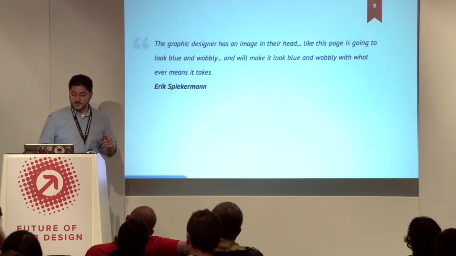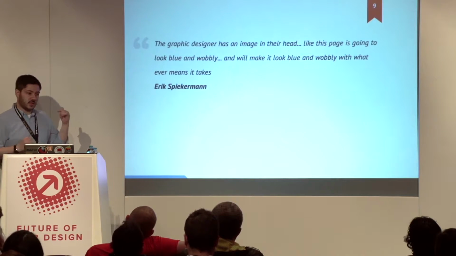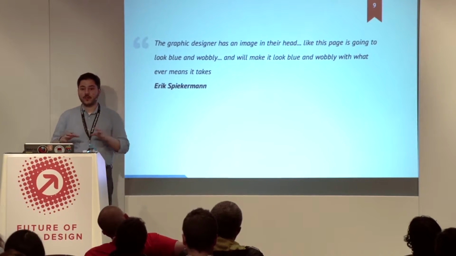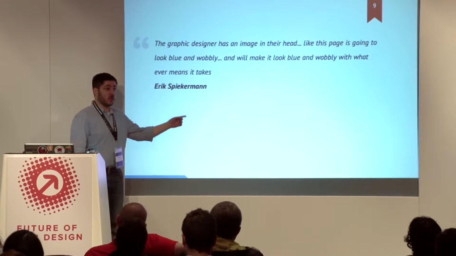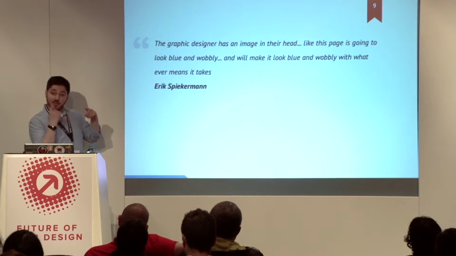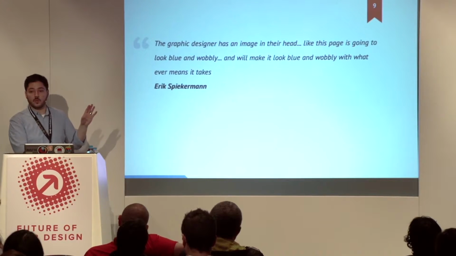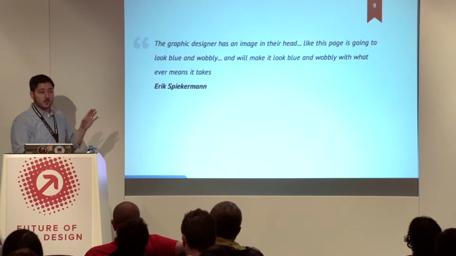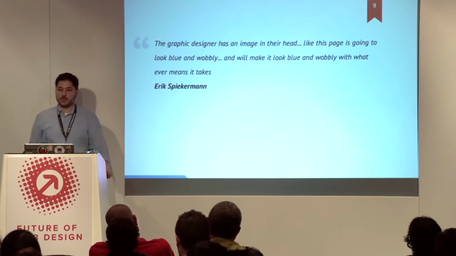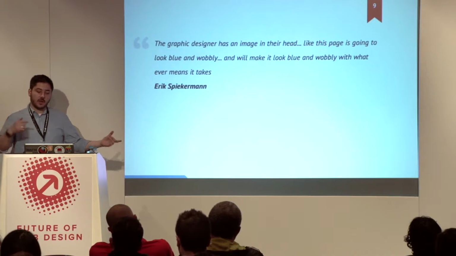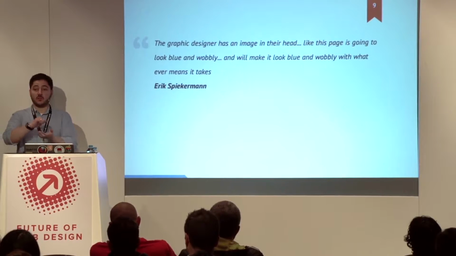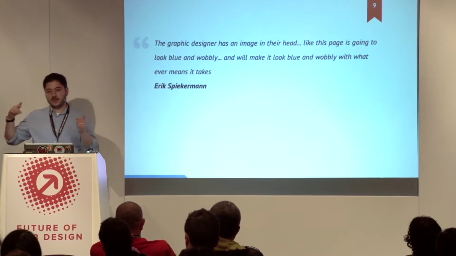And the reason for that was he said a graphic designer has an idea in their head, like this page is going to look blue and wobbly. And they'll go out of their way to make it blue and wobbly. Replace blue and wobbly with flat, skeuomorphic, realism, whatever it may be. This is the mind state of a graphic designer in the modern world. Not all of them. The best ones are actually typographic designers. But we have to move away from that. Because designing in that way, you're starting from the outside in. Typographers and architects start from the center out. And that's where we have to move.